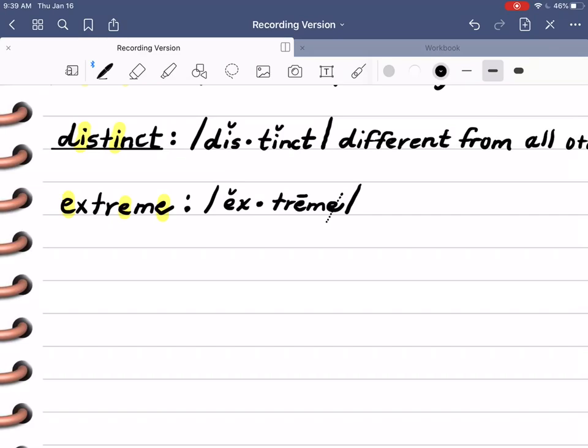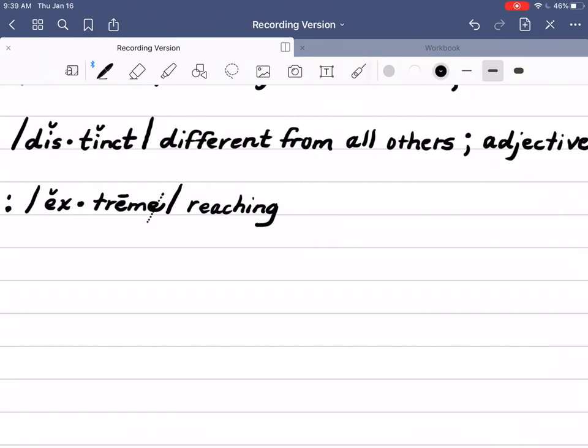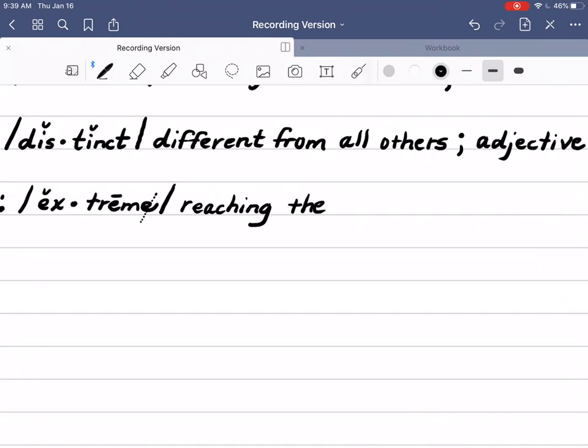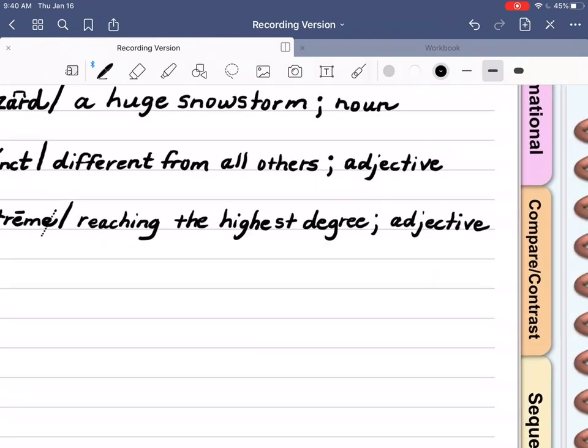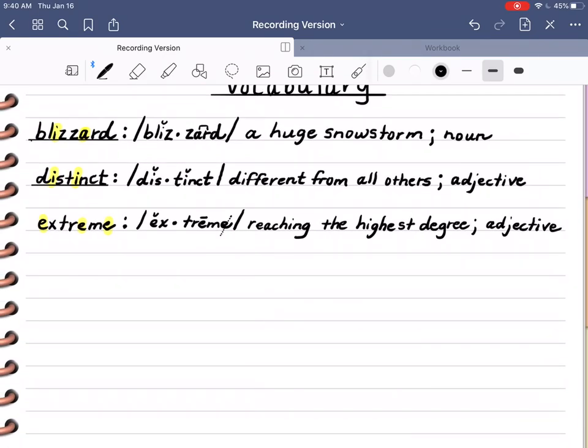And extreme is reaching the highest degree. This is a describing word, so it is an adjective. If you talk about extreme temperature, that is describing the temperature, so it is an adjective. Vocabulary word, extreme.